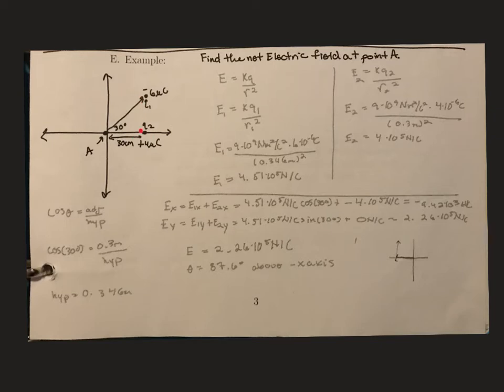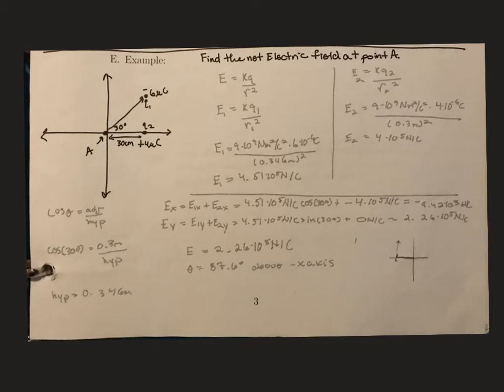And then we have charge 2 here that is a positive 4 microcoulombs. So since it's positive, the field lines are going to point out of that charge. So it's going to point along the x-axis in the negative x direction. So remember, the rules for negative versus positive are different for forces compared to electric fields.